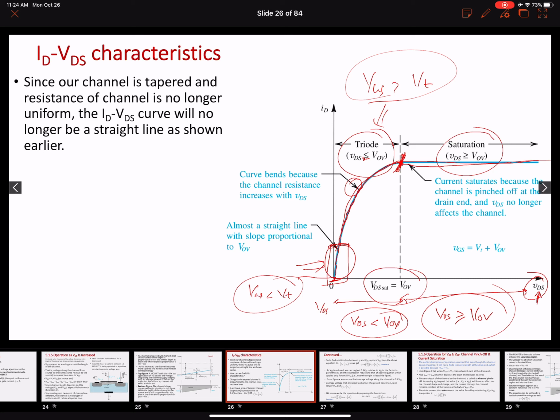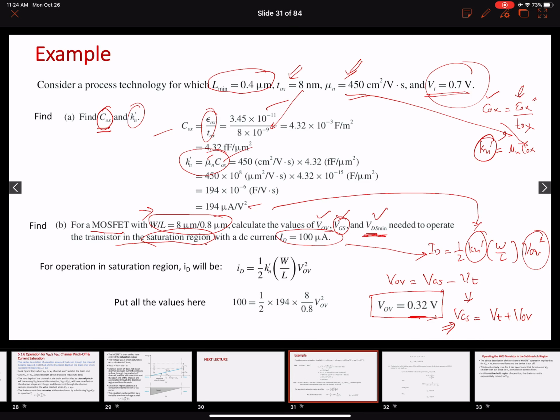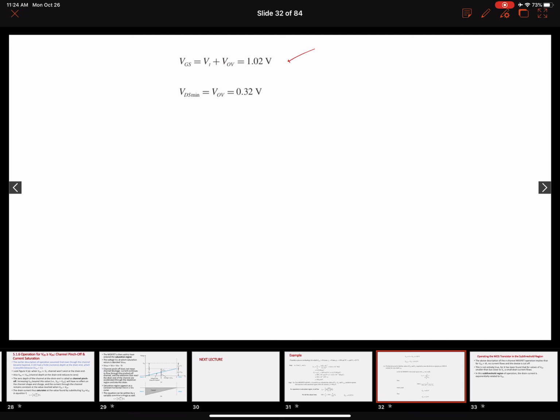in the saturation region, and this value is equal to when the drain to source voltage becomes equal to the overdrive voltage, right? So in this problem we need to find out the minimum drain to source voltage that is needed to operate the transistor in the saturation region, which is equal to the overdrive voltage. So VDS minimum is equal to the overdrive voltage. Okay, so we ended up finding this out as well.